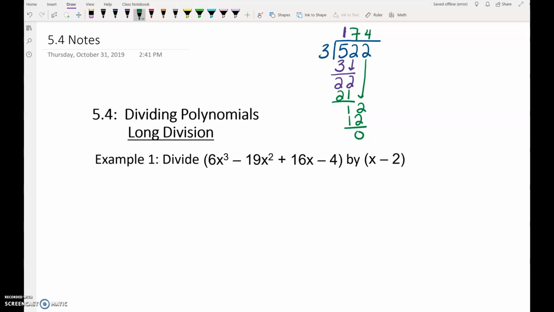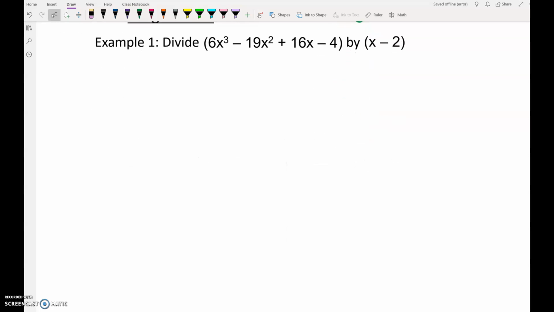If you had a remainder, like say we had a remainder of 1, we would have stuck 1 over 3 after it. So you always put the remainder over what you originally divide by. Okay, now let's divide polynomials.